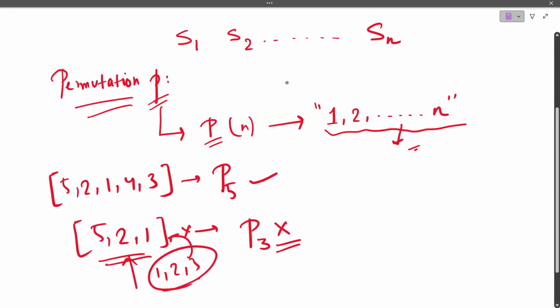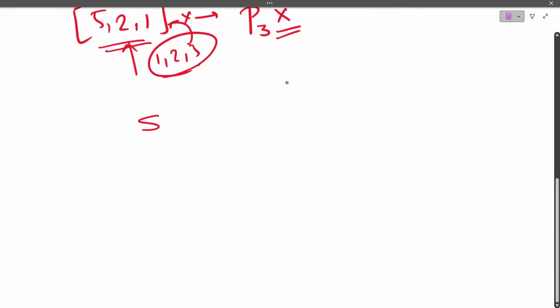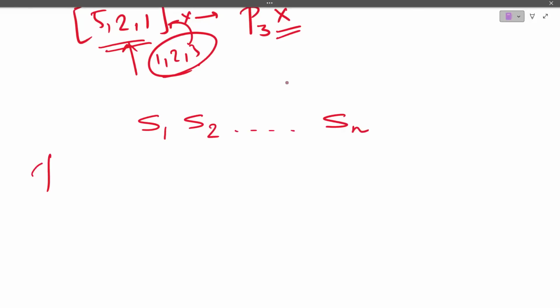So I think what a permutation is, is clear. Okay, the question basically asks that you have a string S1 to Sn, and you have to print a permutation which satisfies some condition.